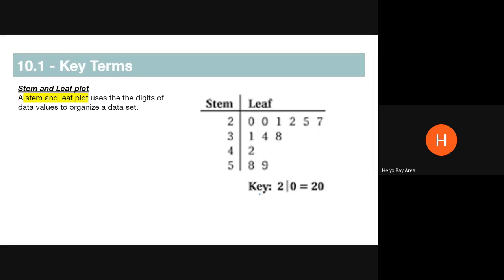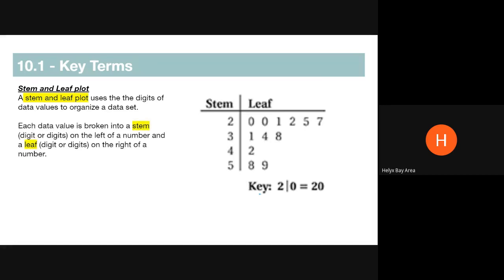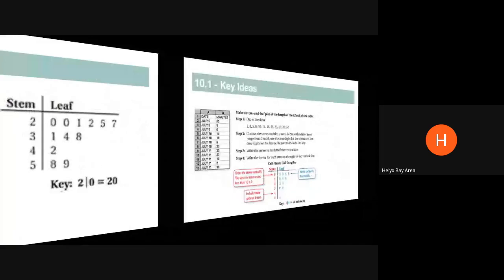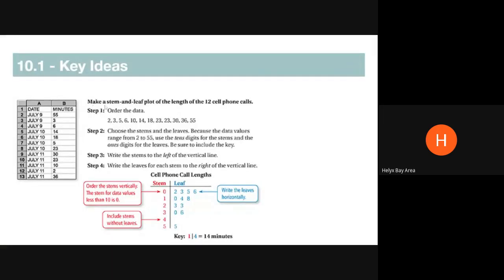So a stem and leaf plot uses digits of data values to organize a data set. Each data value is broken into a stem, the digit or digits on the left of a number, and a leaf, the digit or digits on the right of a number. So this is your data right here. It says make a stem and leaf plot of the length of 12 cell phone calls. First, you need to order the data from least to greatest. Now choose your stems and your leaves. Because the data values range from 2 to 25, use the tens digits for the stems and the ones digits for the leaves. Be sure to include the key.